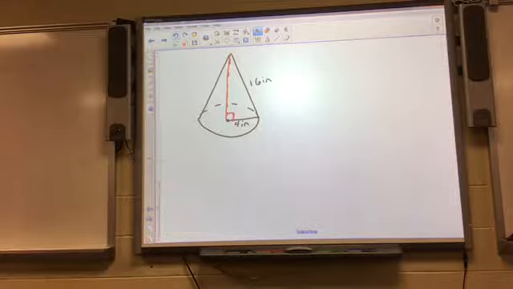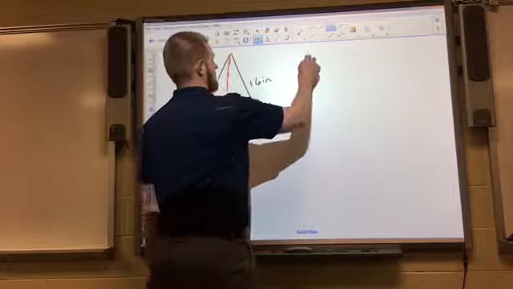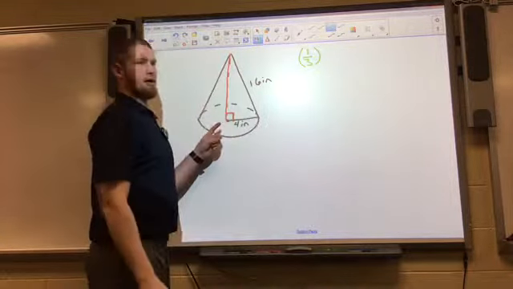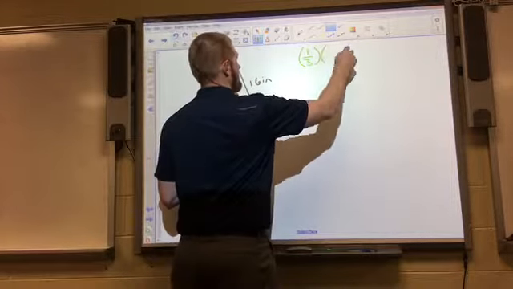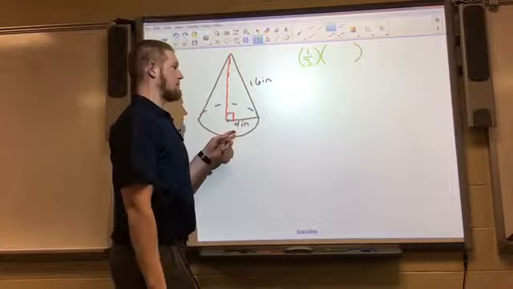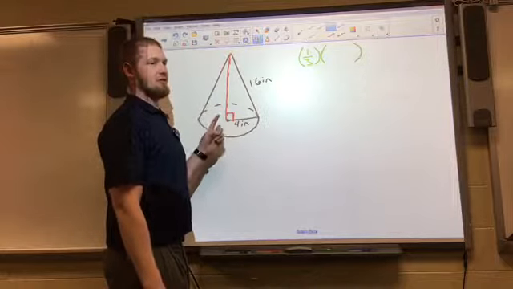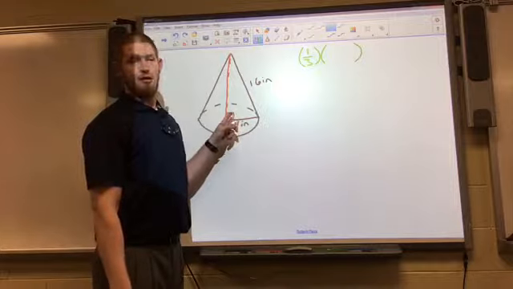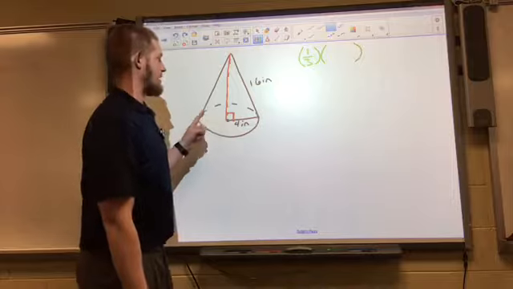Okay, so again, I would set this up and see what I'm missing. So I have 1/3 area of the base. Do I know that yet? No, but I can figure it out. But I know it's going to be pi r squared. I'm just plugging in. Do I know my height? What's 16? 16 is your slant height, which we would need for surface area, but I don't need it for volume, do I?